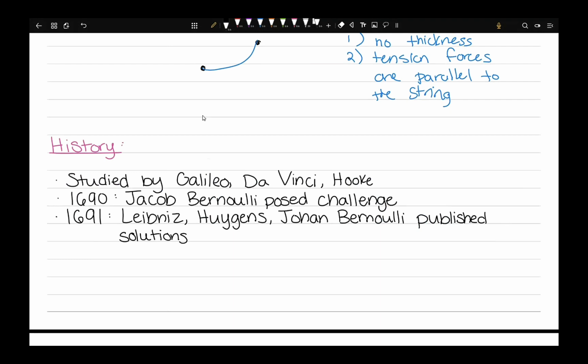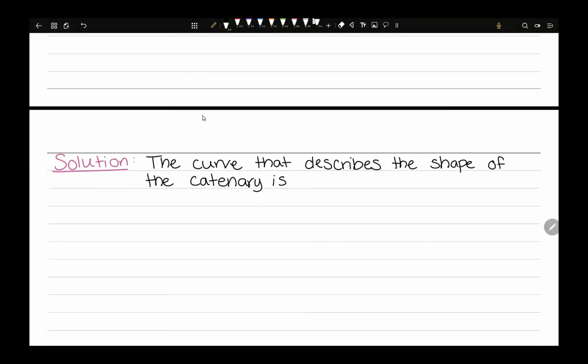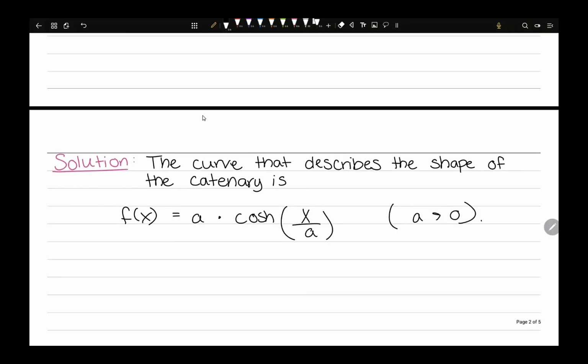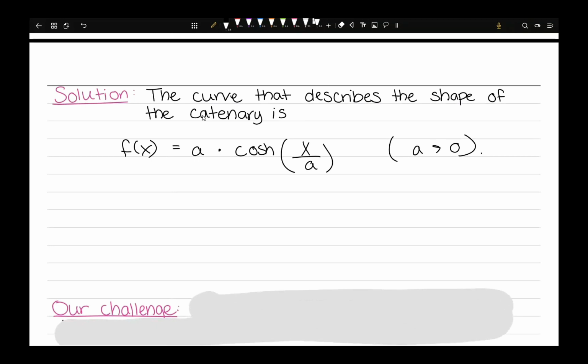And so the solution is this. The curve that describes the shape of the catenary is this function, f of x equals a times the hyperbolic cosine of x over a, where a is a real number greater than zero. And to me, that's a little unexpected. Why does the hyperbolic cosine come in? I kind of just take it as a fact of the calculus, that it nicely appears. I don't really have an intuition for why that comes up.